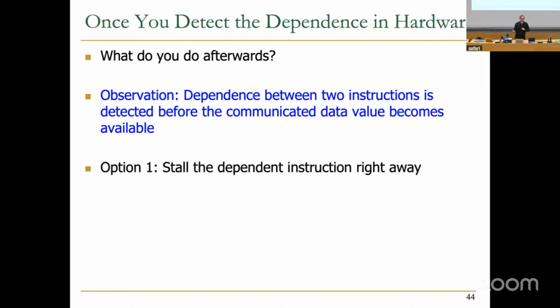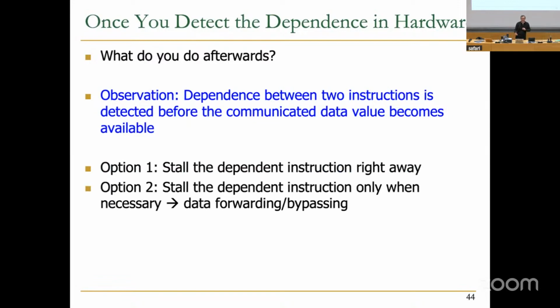So one option is to stall the dependent instruction right away. The other option is to stall the dependent instruction only when it's really necessary, meaning you know whether the data value is available or not. Because the load instruction may actually have already accessed memory, but not have written to the register file yet. You can supply that data value early to the instruction that really needs it. This is called data forwarding and bypassing. And this is going to complicate the pipeline even more, but it's going to increase our performance also. There could be other options, as we will see later on too. Hopefully that makes sense. We're going to cover data forwarding, bypassing a lot today.